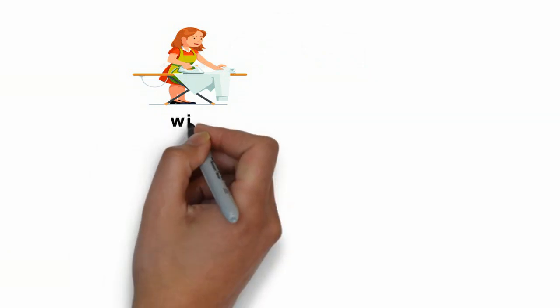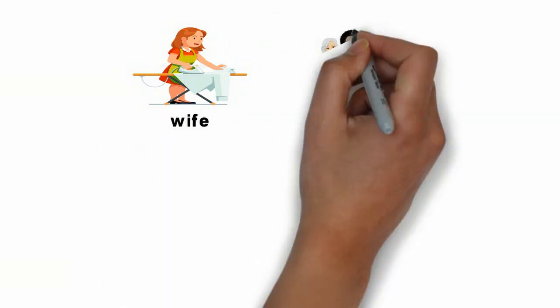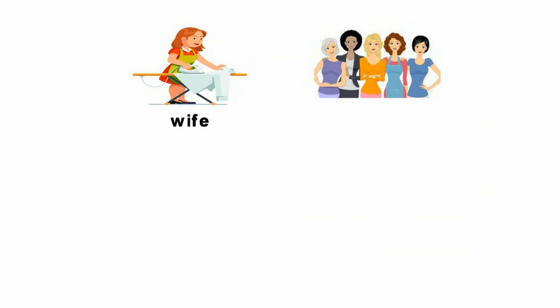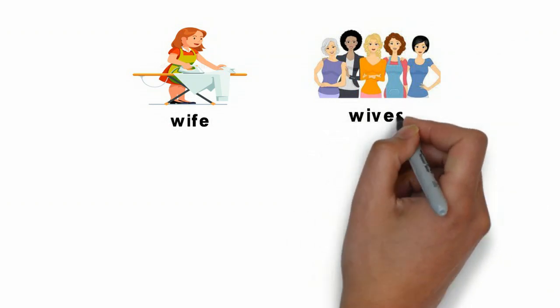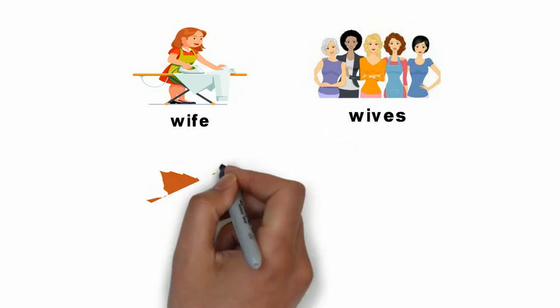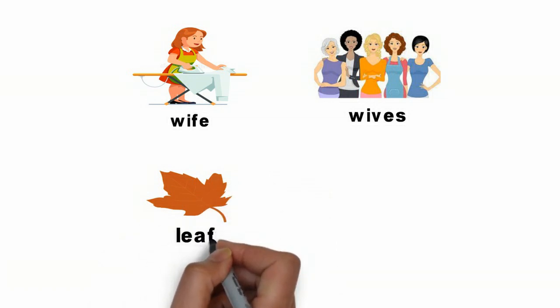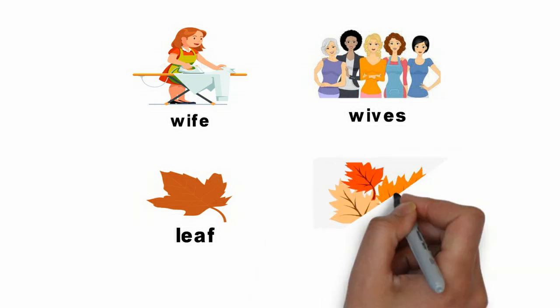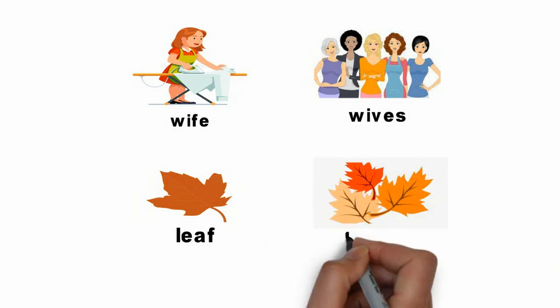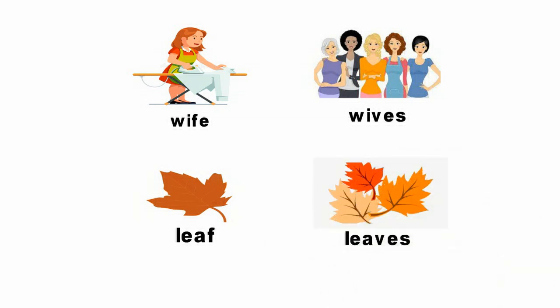Wife, we drop fe and add ves when it's many. Wives. Leaf, if it's plural, we need to drop the f and add ves. So it will be leaves.